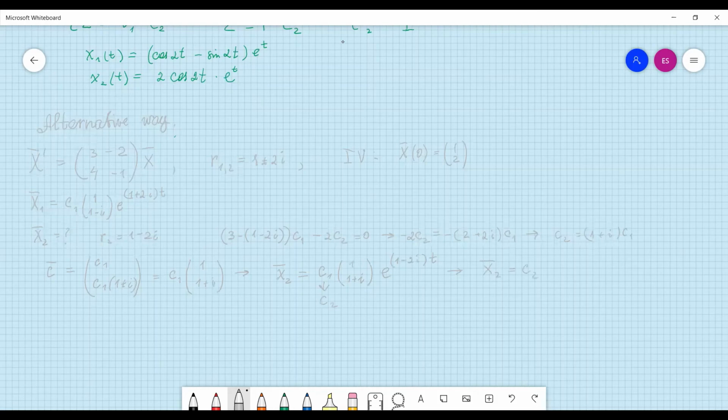You see, the solution itself is much shorter, right? You don't need to worry about complex numbers. You just deal with them like with normal numbers. Just copy everything and that's it.